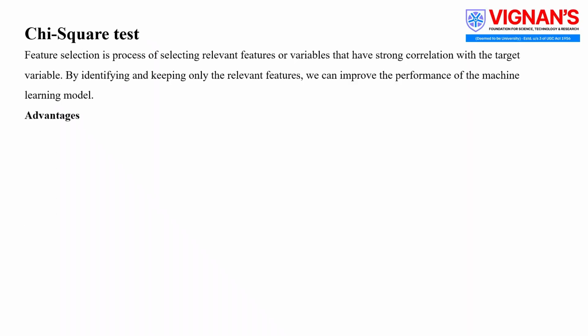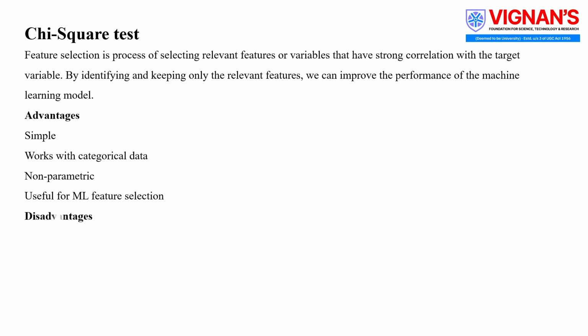First, advantages of the chi-square test. It is simple to use. It works well with categorical data. It is non-parametric, meaning it does not assume any specific data distribution. And it is very useful for machine learning feature selection.